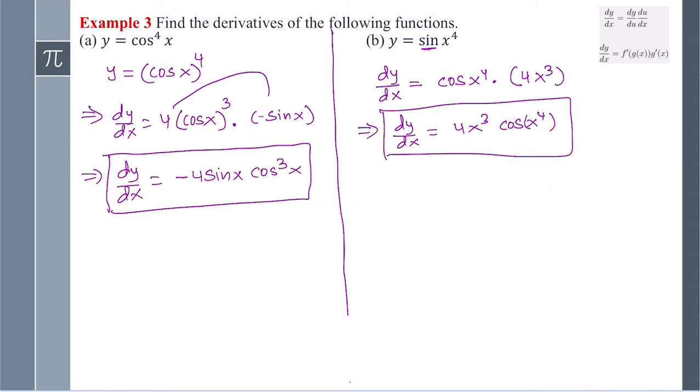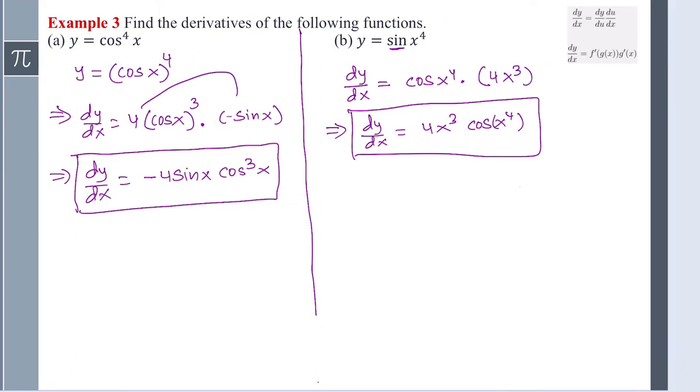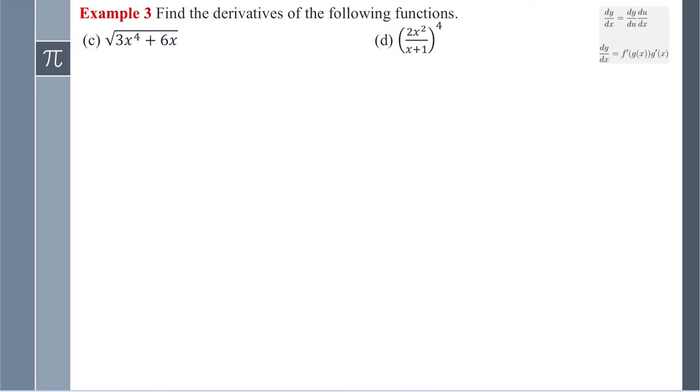Now let's look at another example. Here, the function that we have is the square root of 3x to the fourth plus 6x. So let's go ahead and rewrite this. Instead of writing it that way, we can write y equals 3x to the fourth plus 6x, to the 1/2. So let's change that square root into an exponent of 1/2.